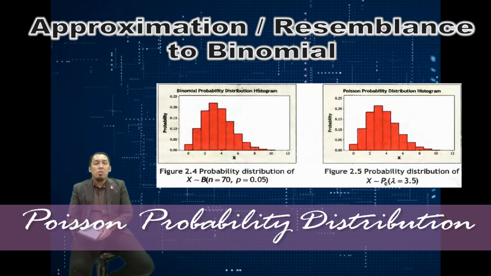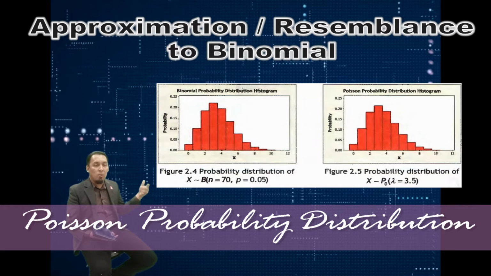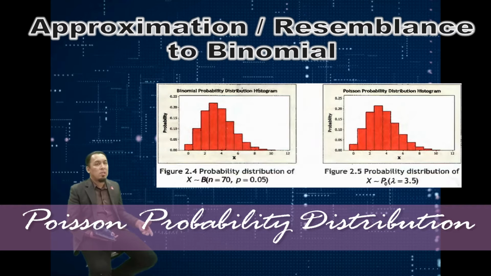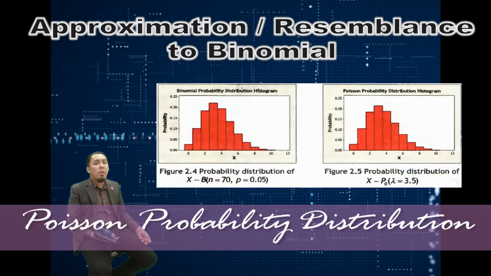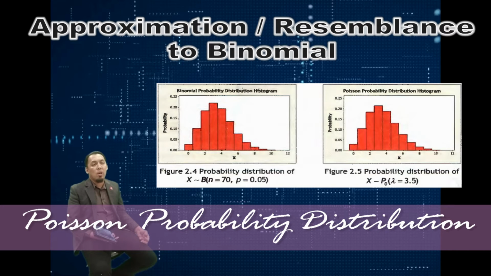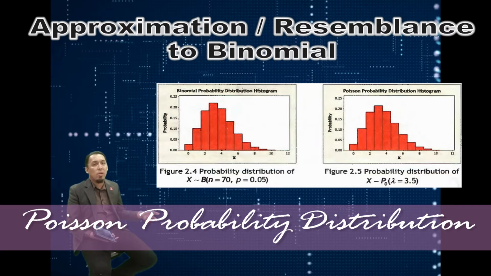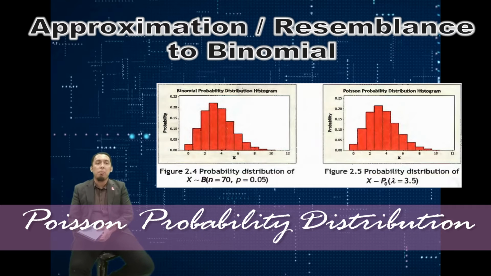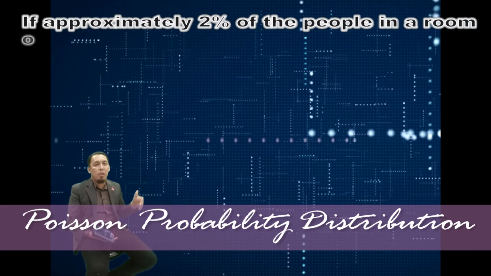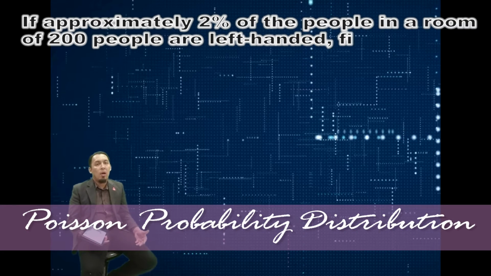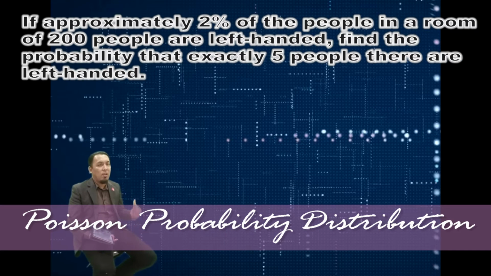Even so, there are certain situations in the future where you may encounter an n that is too large, or a p that is too small. That makes it hard for us to calculate the probability using binomial. If we meet that kind of situation, we can use Poisson. So let's look at example 2.12. If approximately 2% of people in a room of 200 are left-handed, find the probability that exactly 5 are left-handed.